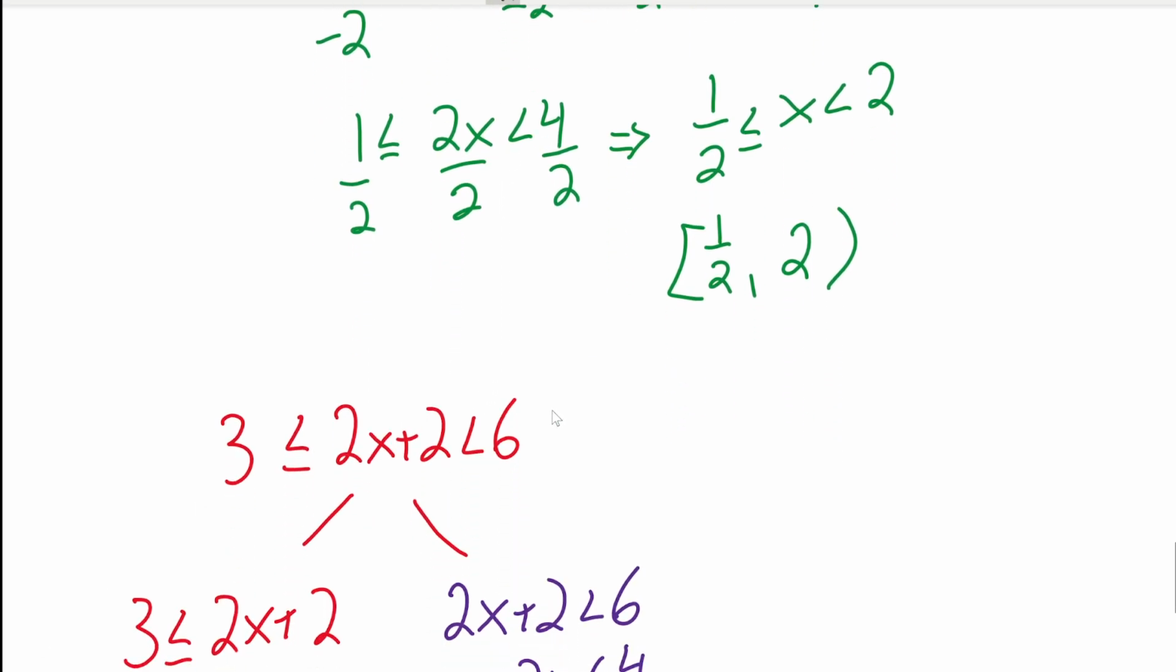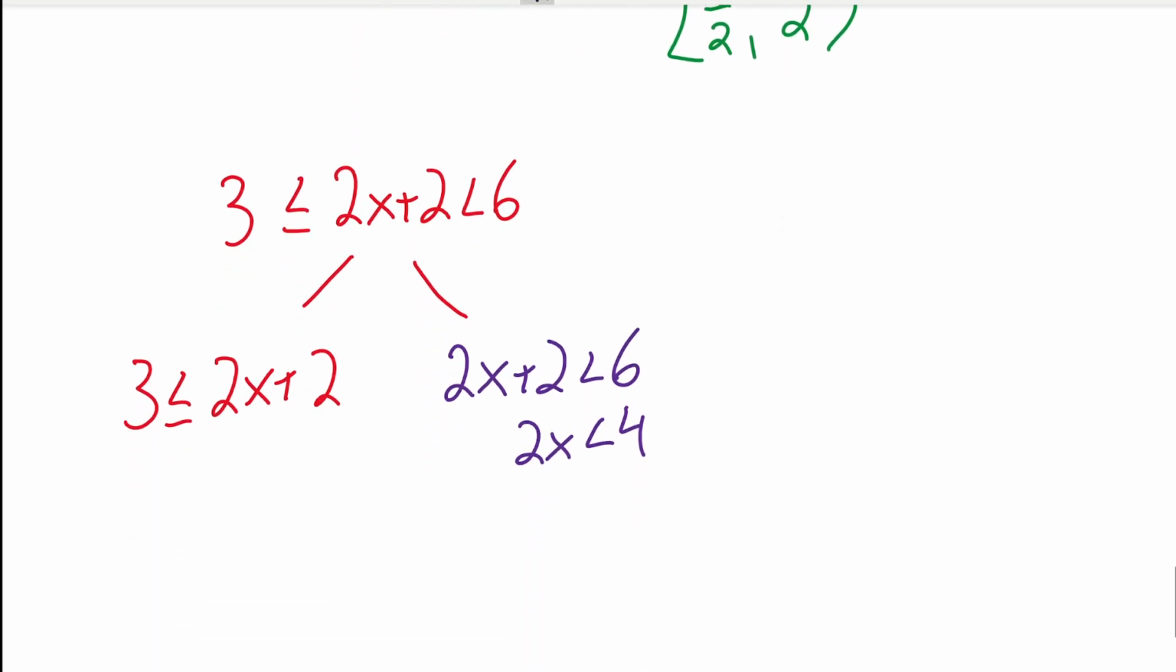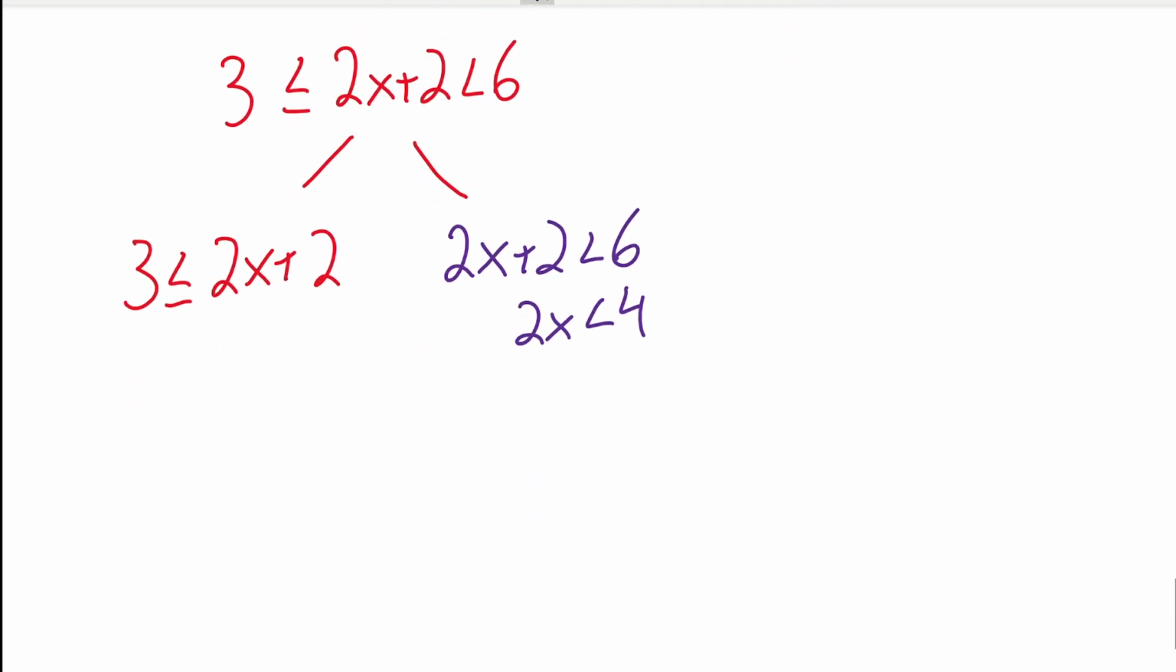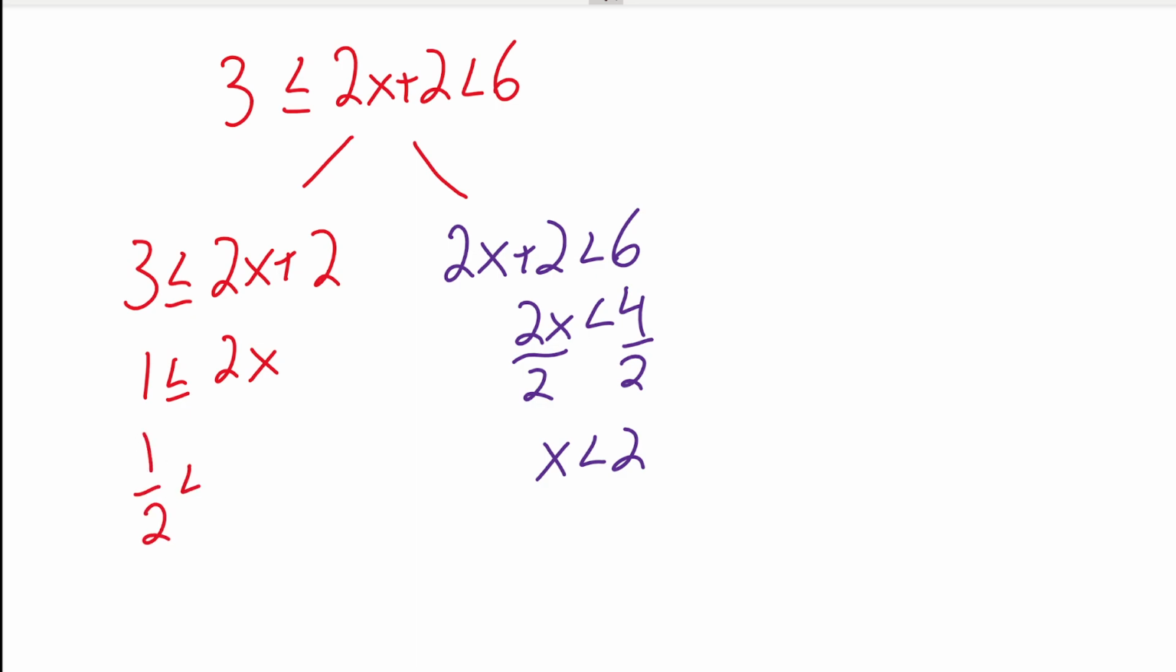So this is one advantage of doing it both ways. You know, kind of doing the problem twice, so you can catch those little mistakes. So now we can divide both sides by 2, and we get x is less than 2. Okay. Now on the left inequality, we'll subtract 2 from both sides. We'll get 1 is less than or equal to 2x. Divide both sides by 2, 1/2 is less than or equal to x. So we get that x is greater than or equal to 1/2 and x is less than 2.